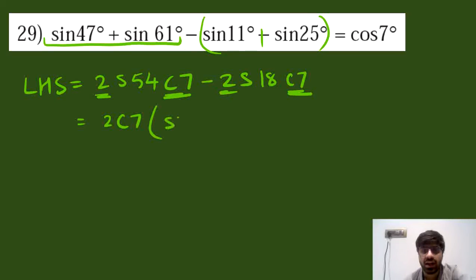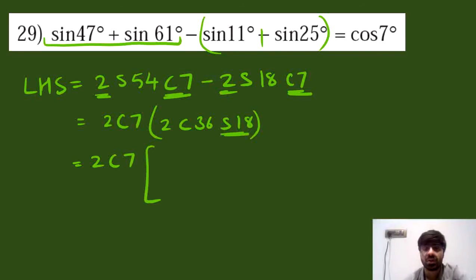And in the bracket, we will have sine 54 minus sine 18. Again, apply the formula sine 54 minus sine 18. That would be 2 cos of (54 plus 18), the whole divided by 2, into sine of (54 minus 18), the whole divided by 2. That would be 2 cos 36 into sine 18. So we have 2 cos 7.